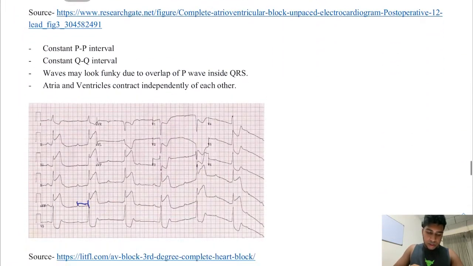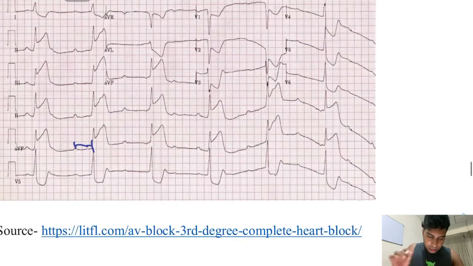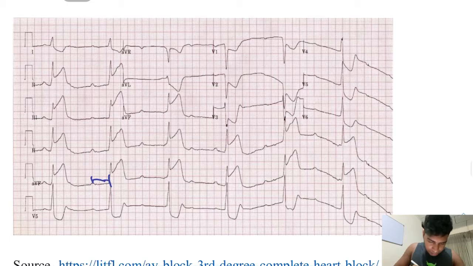And also, in this situation, the waves may look funky because the P waves can be inside the QRS complex. Like in this example, you can see the P wave is somewhere inside the QRS complex. It's a vector addition, so you get an enlarged wave here.